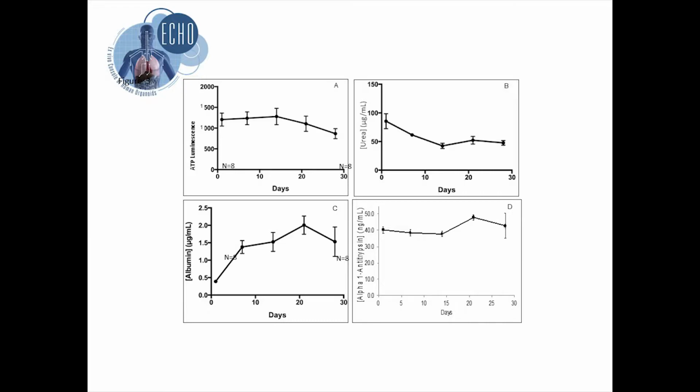Urea, alpha-1 antitrypsin, and albumin. I'm sorry, I just can't read which is which. And which shows a good functionality for those 4 markers of functionality over a month. We actually have taken them further, and they can go out to 6 weeks, but we stop at a month.